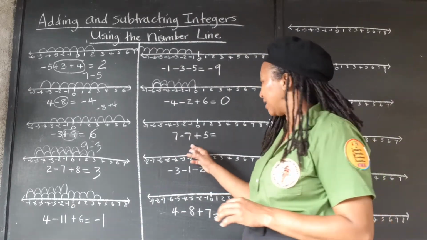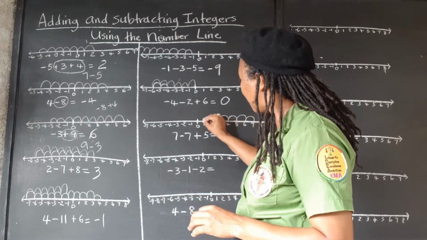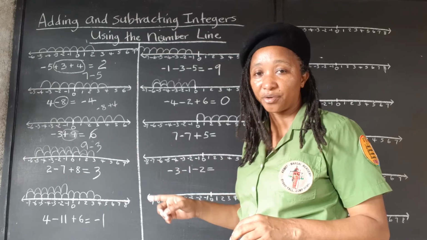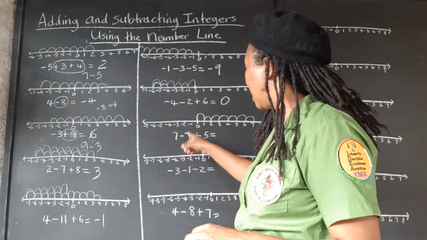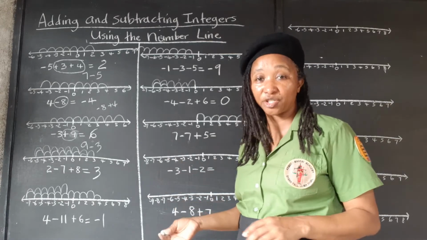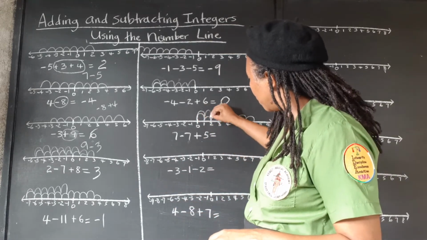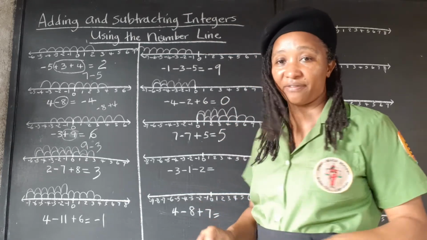7 take away 7. So 7, moving back 7 places, we know that's going to take us to 0. Any number subtract itself is 0. They are additive inverses. Inverse of each other, opposite of each other. And then from 0 we move 5. 1, 2, 3, 4, 5. So that takes us to 5. Right?